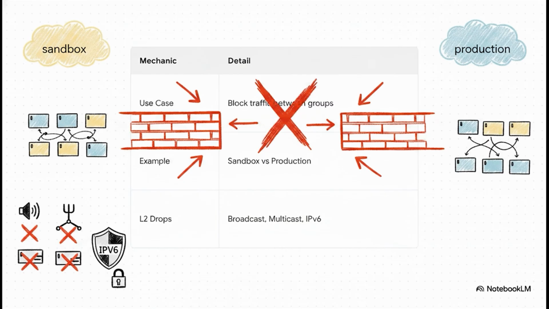Mechanically, this isolation happens all the way down at layer 2. It drops all ingress and egress broadcast, unknown unicast, and multicast traffic at the destination VM group.